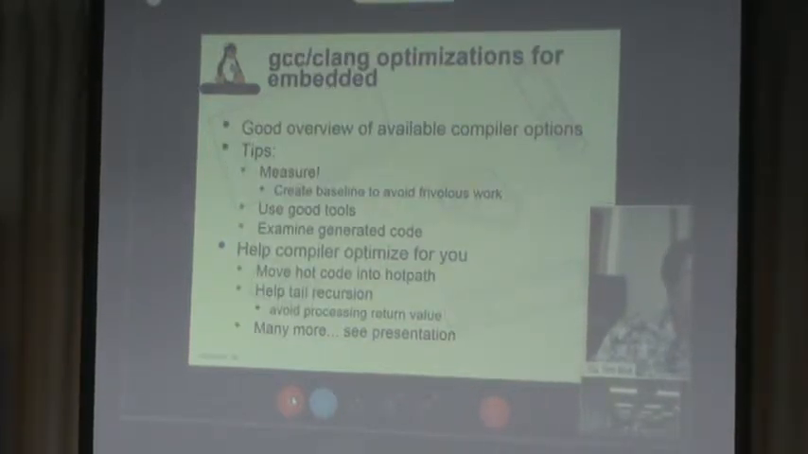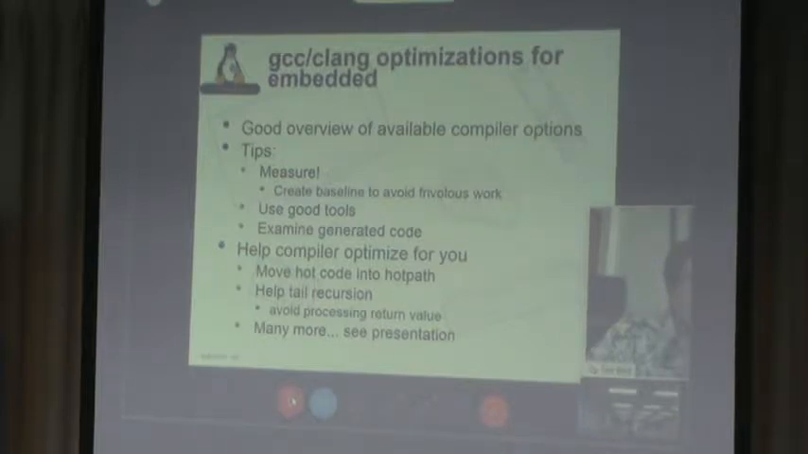Another one I went to was GCC Clang optimizations for embedded. This had a good overview of different compiler options available. But more importantly, it had a whole bunch of tips. And so you really need to look at the presentation for all the detail on the different tips for how to make your code more amenable to compiler optimizations. There's a lot of optimizations available. Both GCC and Clang have lots of different features. Increasingly, they're doing something known as link time optimization.